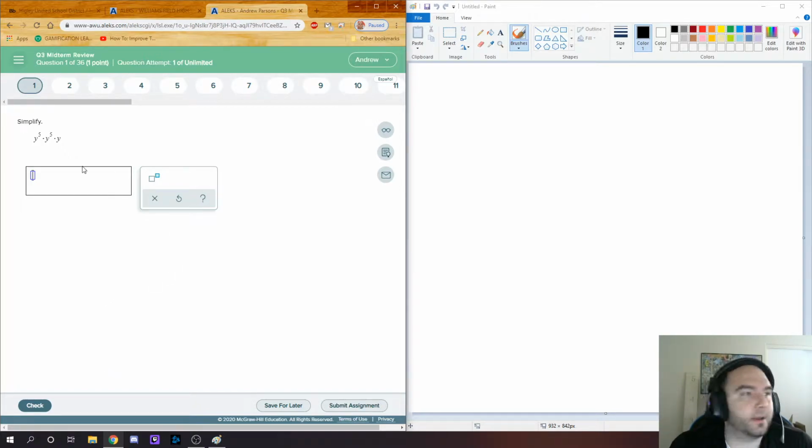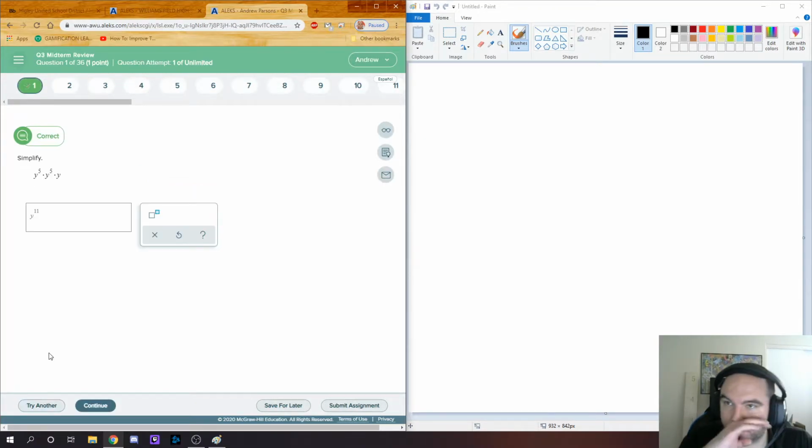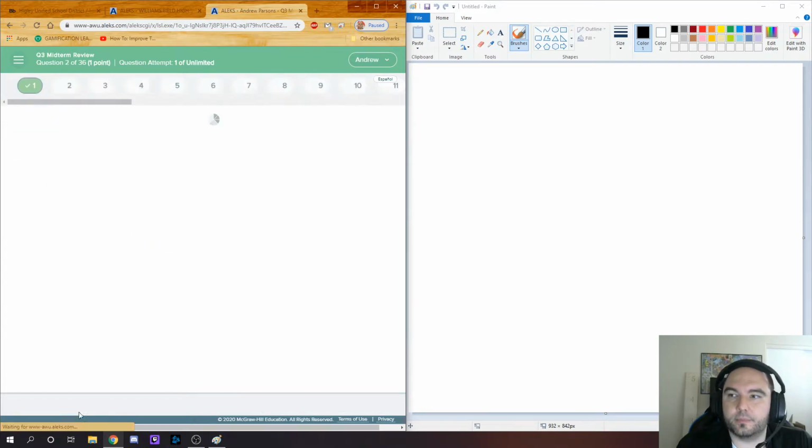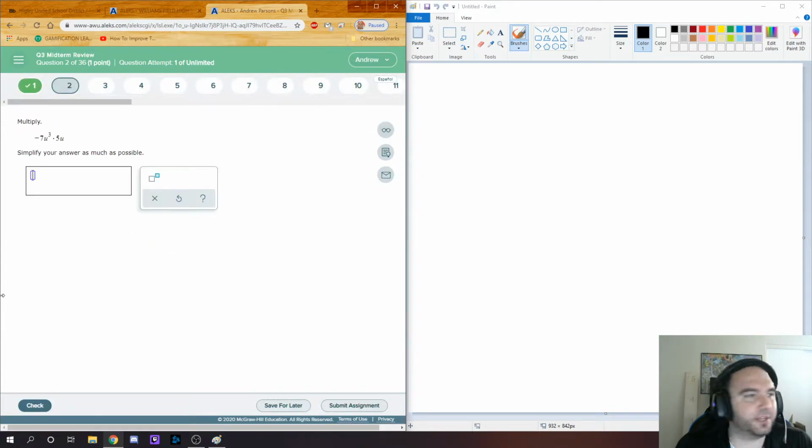First question. Simple enough. If you've got multiple things multiplying together and they have the same base, in this case y, you add their exponents. So 5 plus 5 plus 1, the y without an exponent still counts as a 1, makes 11. So it's y to the 11. Simple, right? Easy question, easy score.